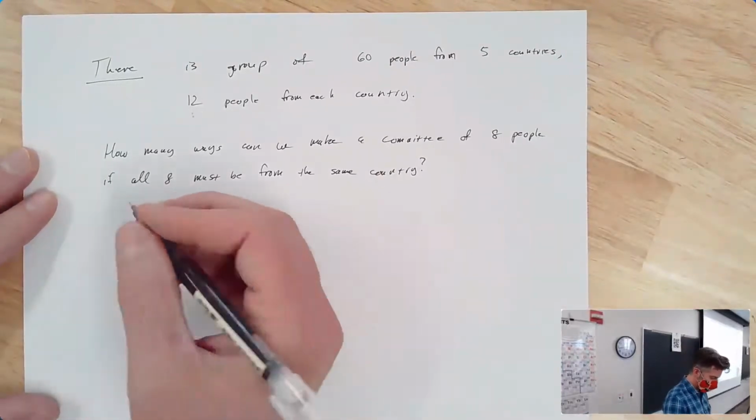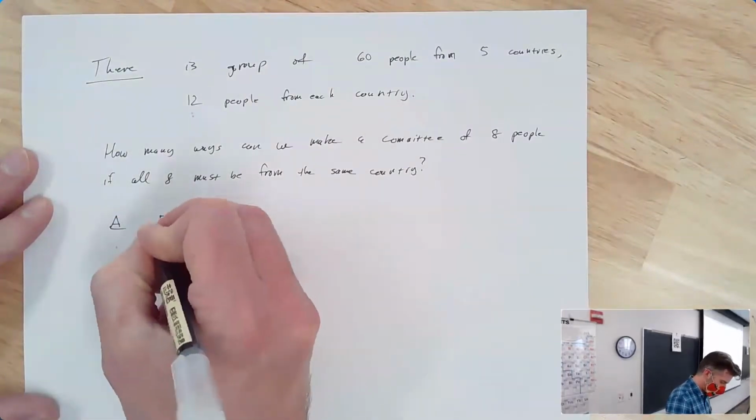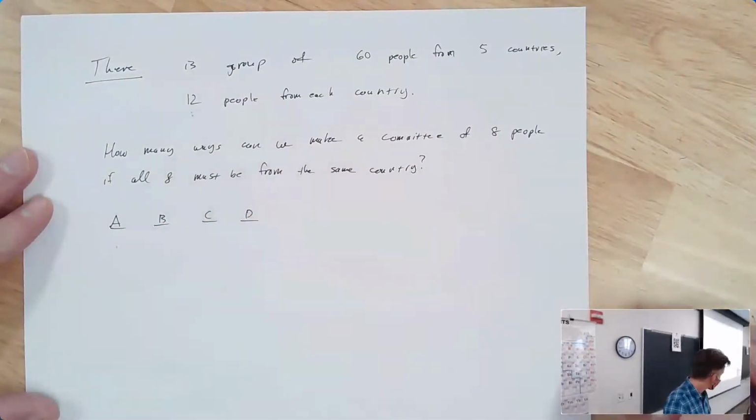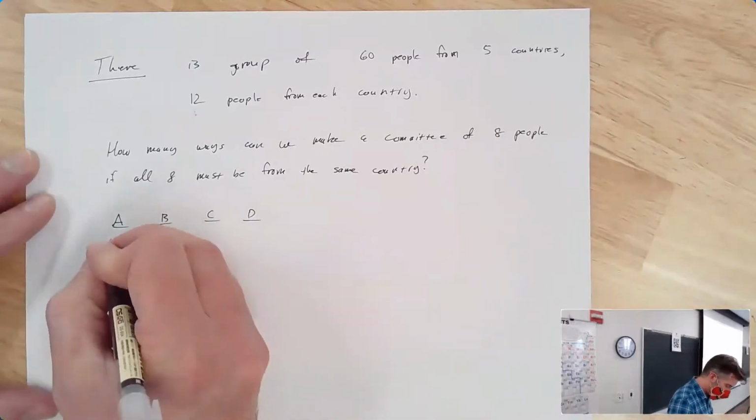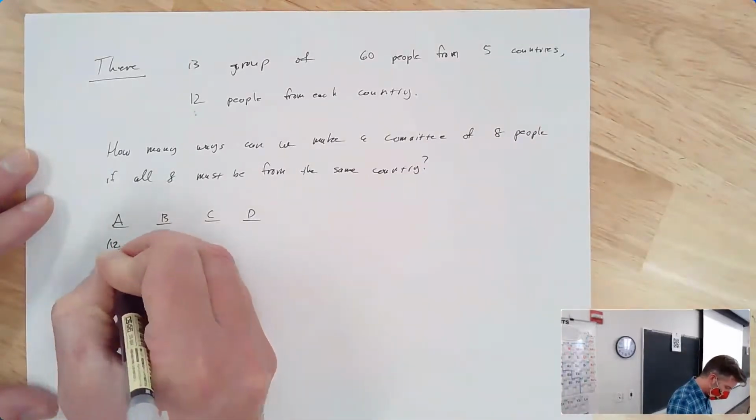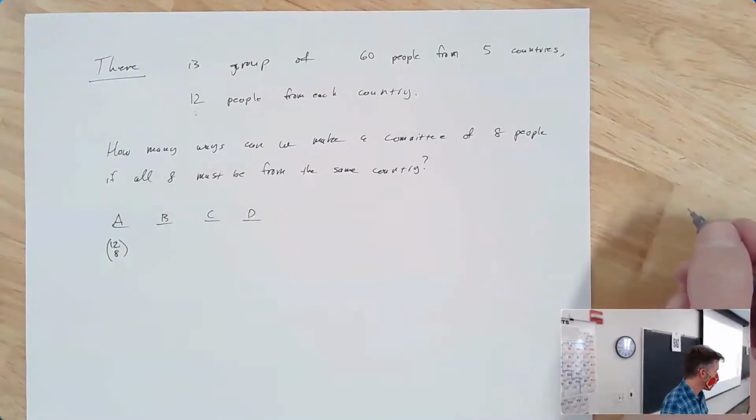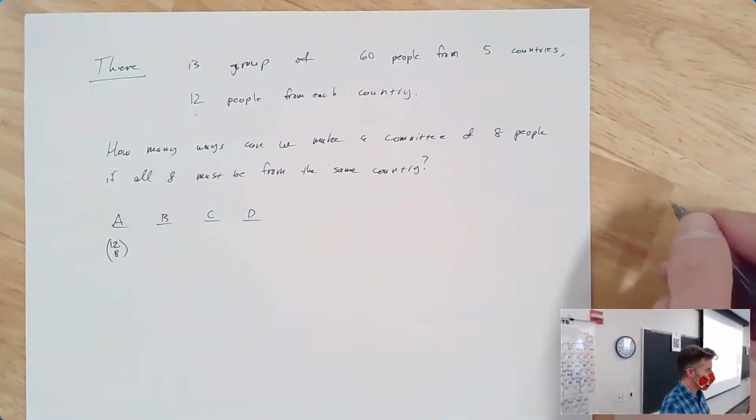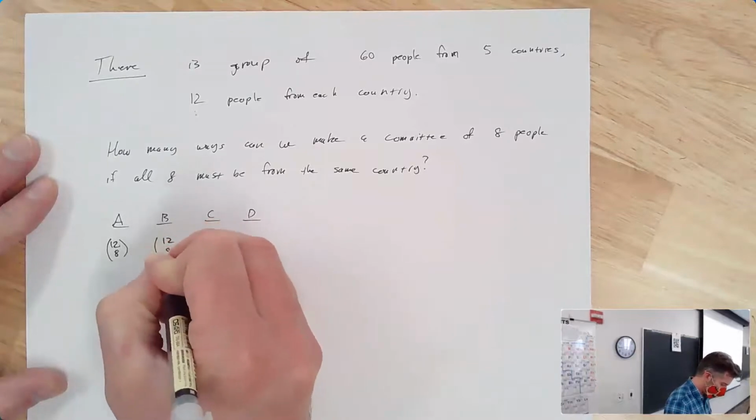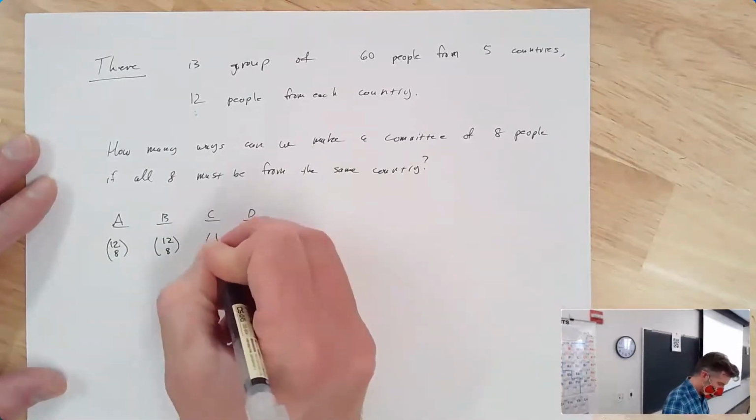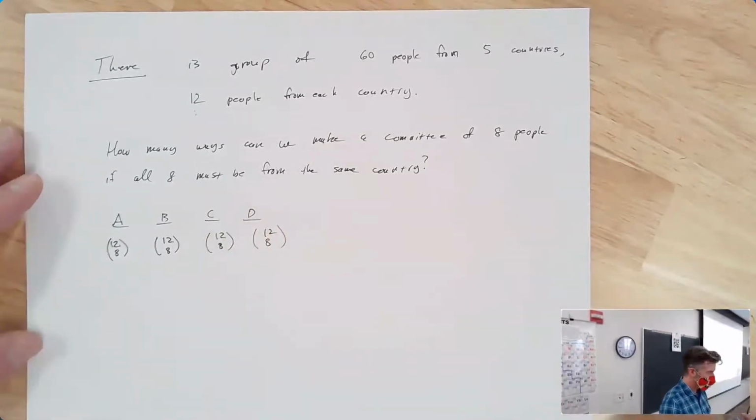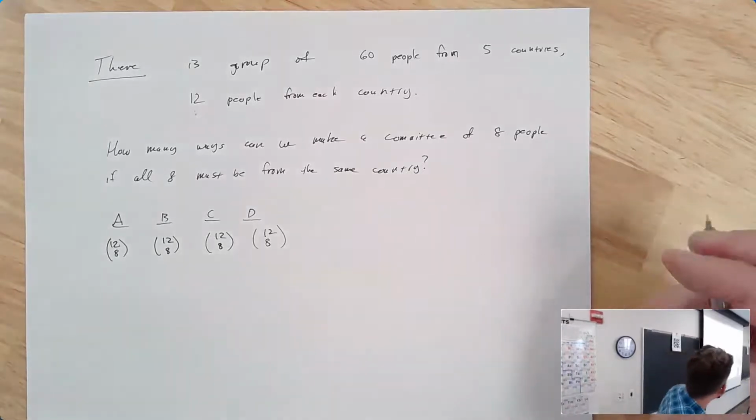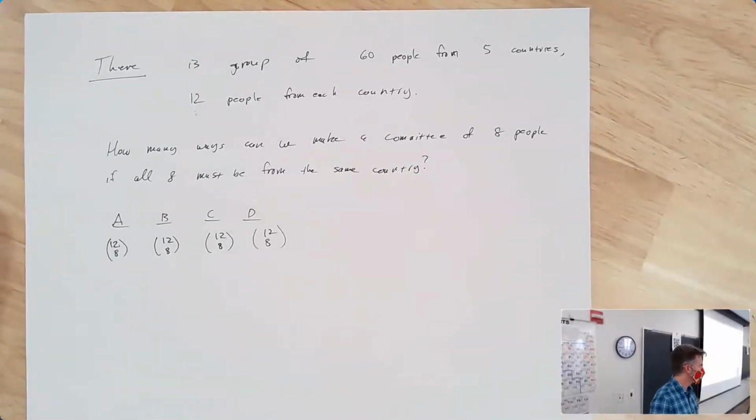So let's say our countries, I don't care, country A, country B, country C, country D. I want all the people to be from country A. Well, there are only 12 people from country A, and there are only 12 choose 8 ways of choosing 8 of them. And the same is true for each other country. There are 12 choose 8 ways of choosing 8 people from country B, 12 choose 8 ways from country C, and 12 choose 8 from country D. Now, here's the question. Are we multiplying these or adding these together?